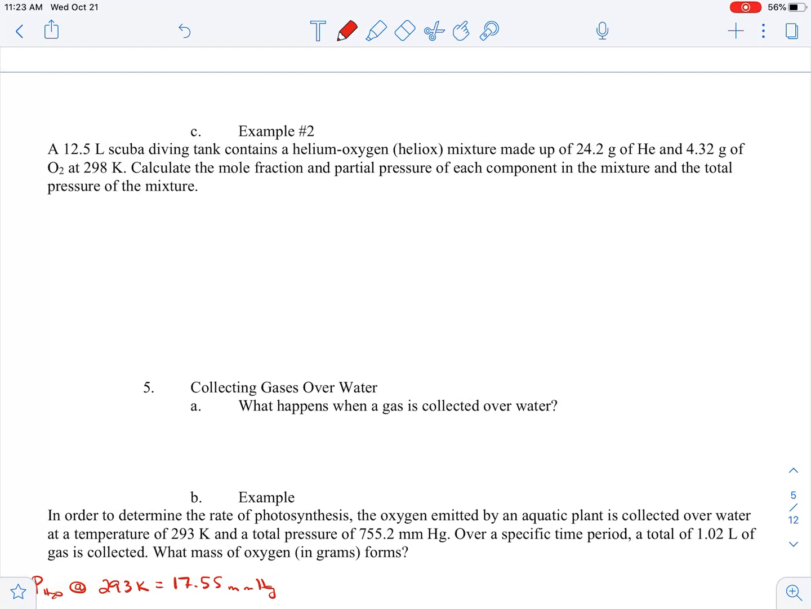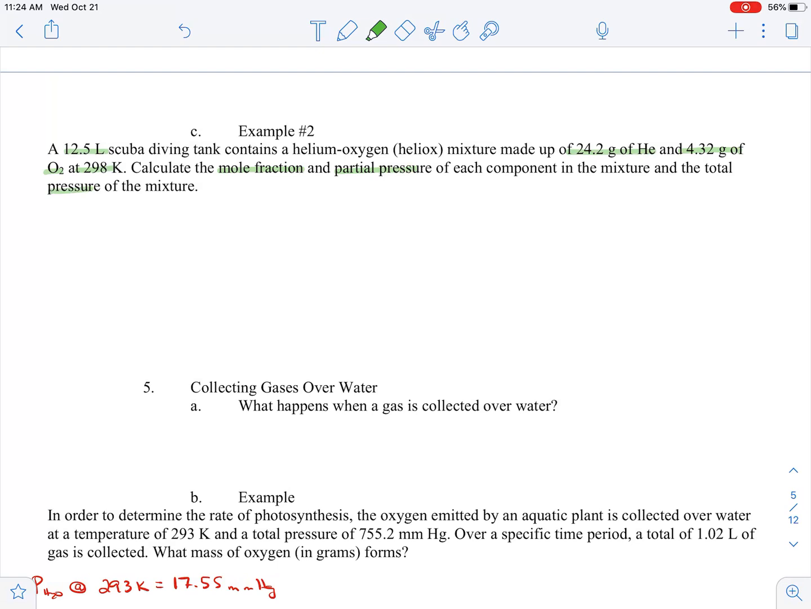So what we've got going here in this example, we've got a lot of things going on. We've got quite a few steps to do here. We have a 12.5 liter scuba diving tank that contains a helium-oxygen mixture. We have 24.2 grams of helium and 4.32 grams of oxygen at 298 K. We're supposed to calculate the mole fraction, partial pressure, and then the total pressure.